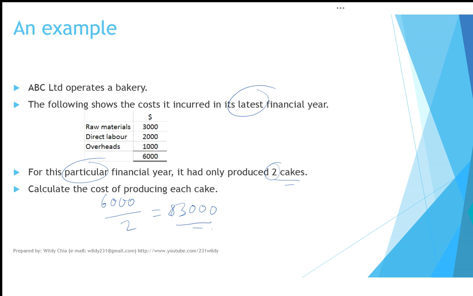But you realize something: why is it that we can take 6,000 divided by 2? Because we know that there are only these two cakes being produced. And if we assume that they are exactly the same, then we know for sure that each cake should cost $3,000. When I say the same, it means in terms of the materials, the design, and the labor effort, exactly the same.